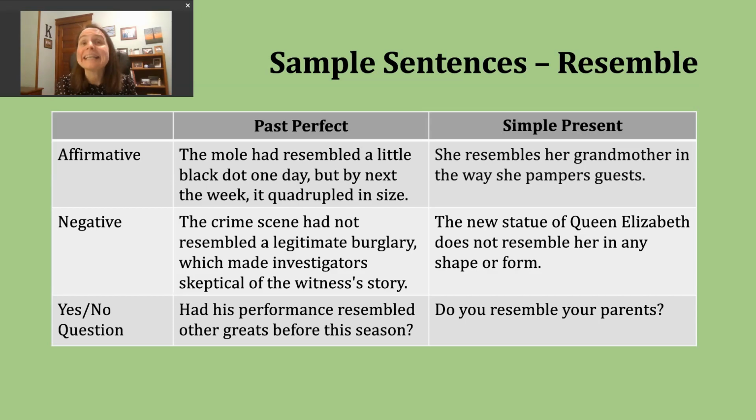Now, if you want to make a negative simple present sentence, again, pay attention to your subject. If your subject is I, you, we, or they, use do not and then the base verb. But if your subject is he, she, or it, use does not and then the base verb. Notice I'm not adding an S to the end of the verb here in the negative. Here's another example. The new statue of Queen Elizabeth does not resemble her in any shape or form.